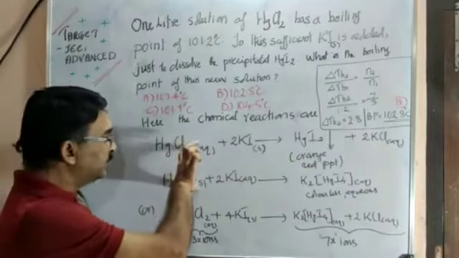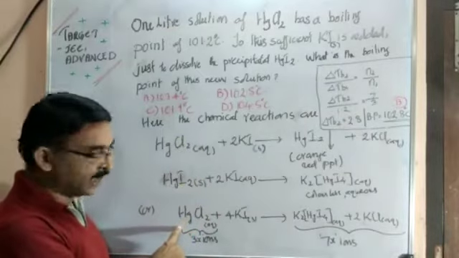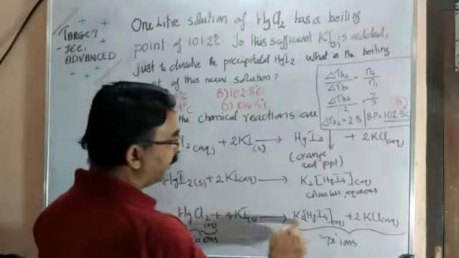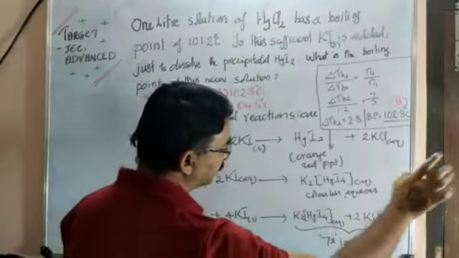So ultimately HgCl2 has been converted to this. We can combine these two equations and write it as a single equation like this: HgCl2 aqueous plus 4KI giving K2HgI4 aqueous plus 2KCl aqueous.